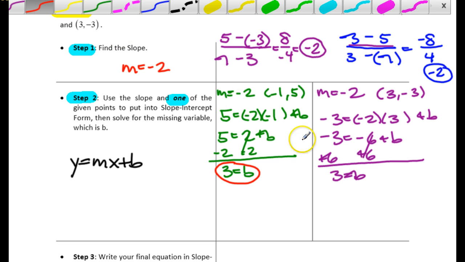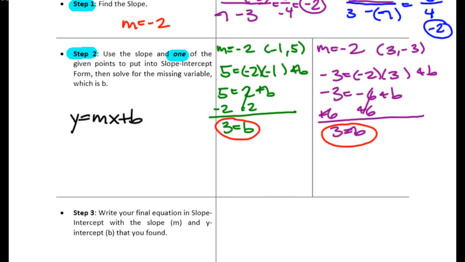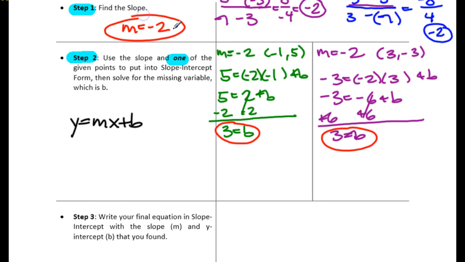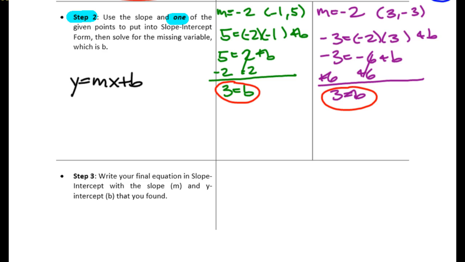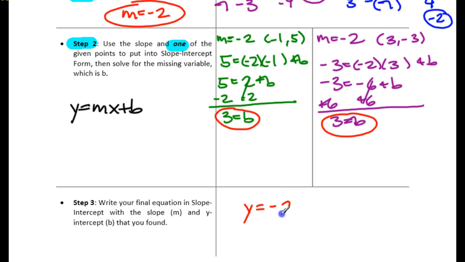So the point I'm trying to make to you here is, it doesn't matter which point you use. You take the slope, you take one of the points, and now it's like last video. Either way, you'll get the same b. So now after all that, got my m, got my b. Write your final answer in y equals mx plus b form. So it's y equals, slope was -2, x, y-intercept is +3, and just like that, we're done.